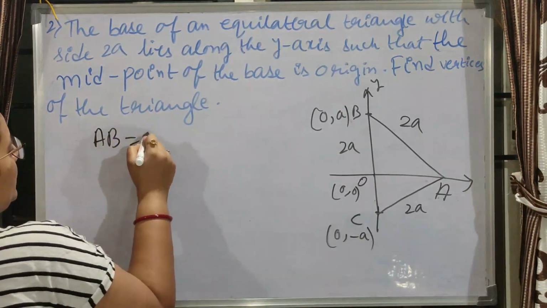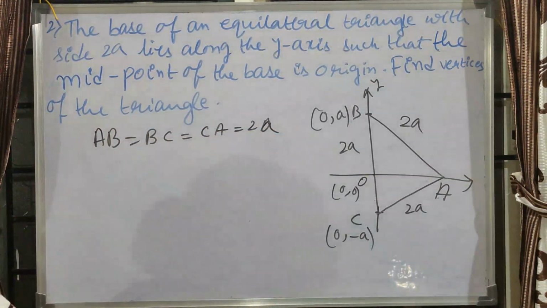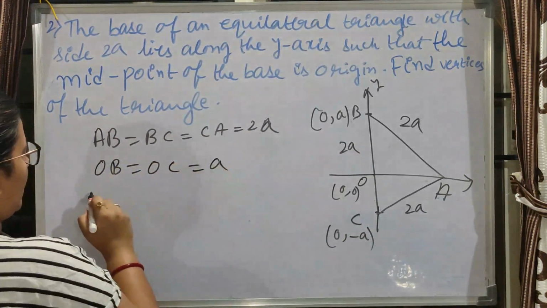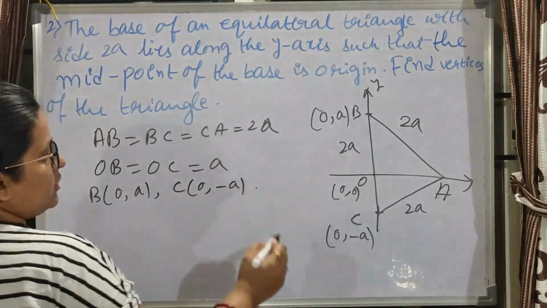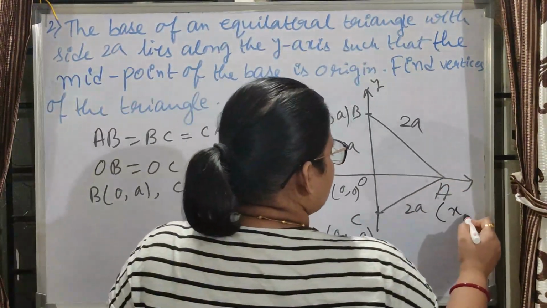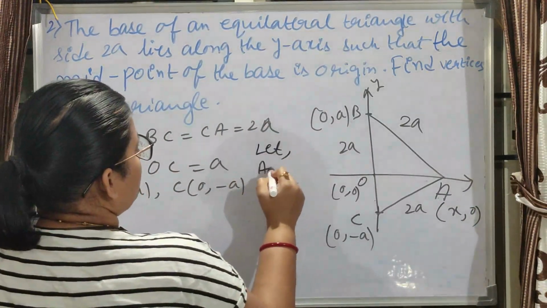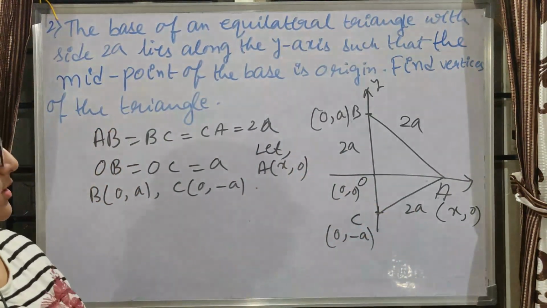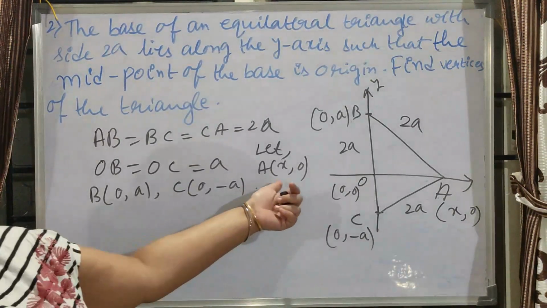So what is given? AB equal to BC equal to CA equals 2a. O is the midpoint, so OB equals OC, that is equal to a. So the B coordinate is (0, a), the C coordinate is (0, -a). We can take A as lying on the x-axis then. So A will be (x, 0), any point on the x-axis. So let the A coordinate be (x, 0). We need to find all the vertices. We already got B and C, just we need to find the A value. If we will get the value, fine, if not, then it will be in terms of a only. So basically we need to find x.